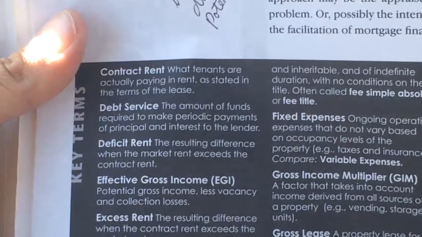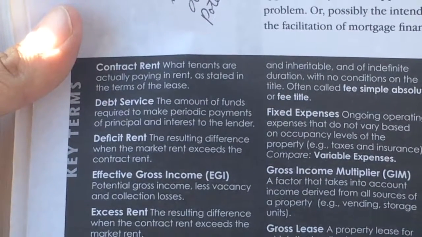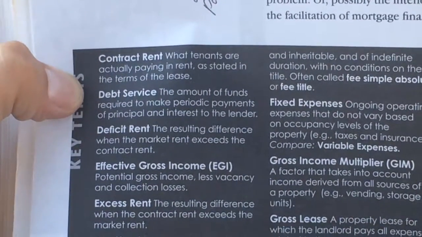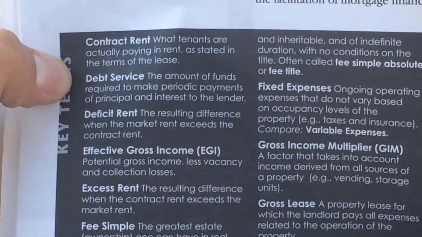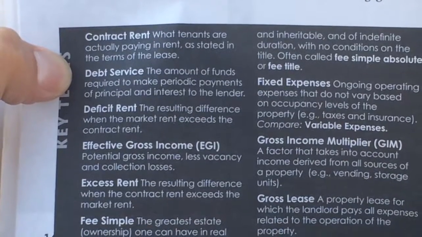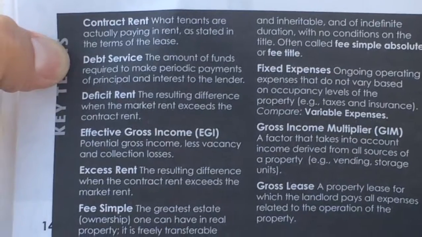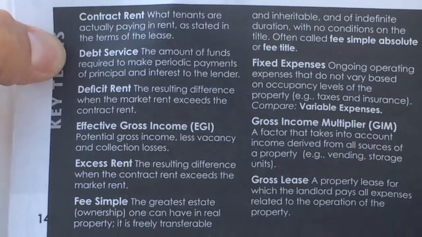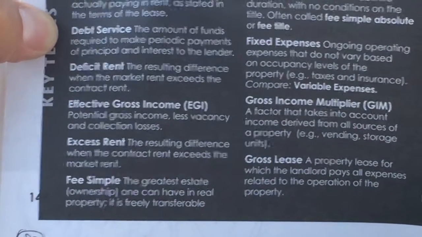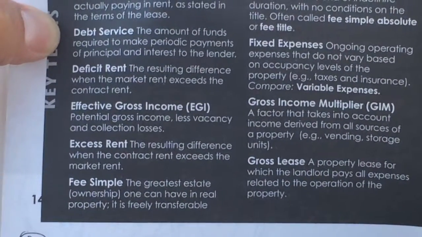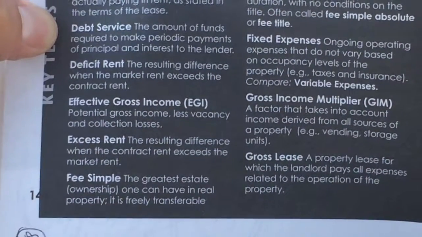Contract rent. When tenants are actually paying in rent as stated in the terms of the lease. Debt service. The amount of funds required to make periodic payments of principal and interest to the lender. Deficient rent. The resulting difference when the market rent exceeds the contract rent. Effective gross income, EGI. Potential gross income less vacancy and collection losses.